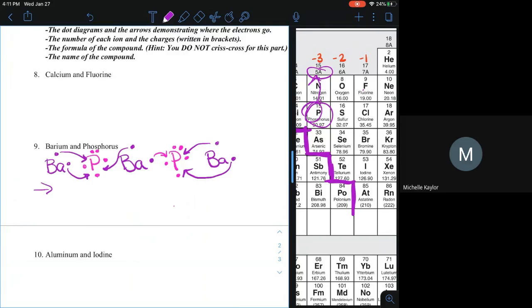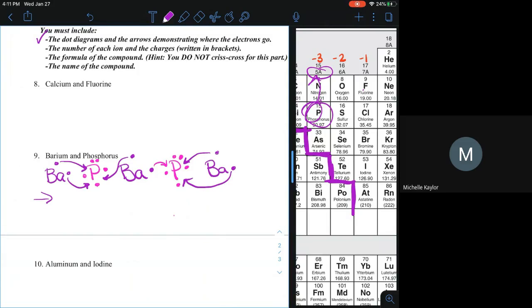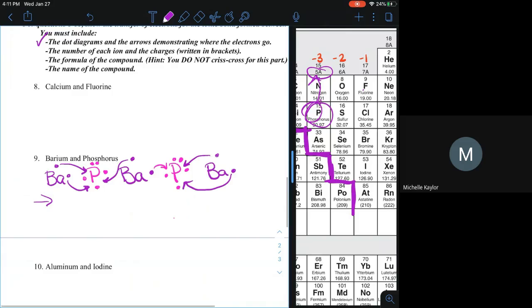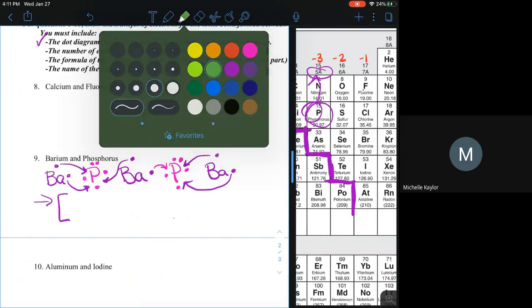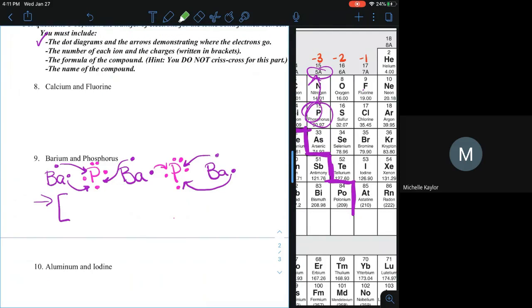So that was step 1. And by the way, I keep track by kind of putting check marks. Okay, I did that step. Step 2, we're going to do our brackets. And in our brackets, we need to say how many of each atom there is and what their charge is. So there's 1, 2, 3 bariums. So I'm going to write Ba3. Then I need the charge of each individual barium. Well, each barium lost 2 electrons, so each barium has a charge of +2.